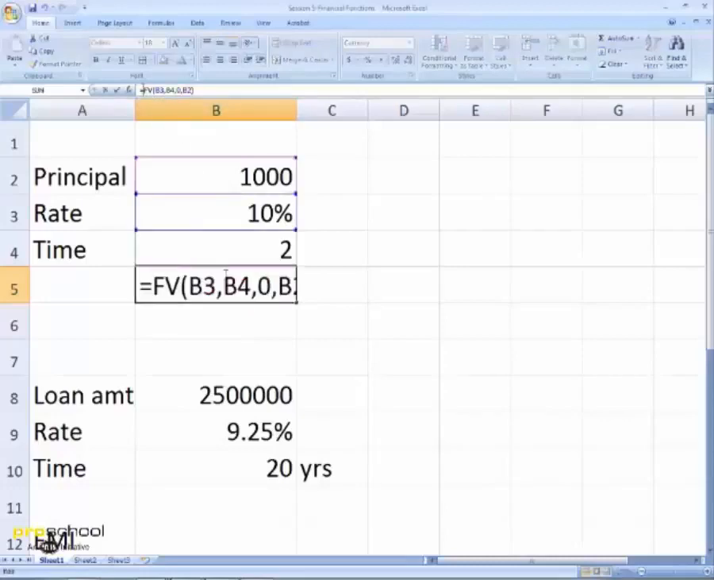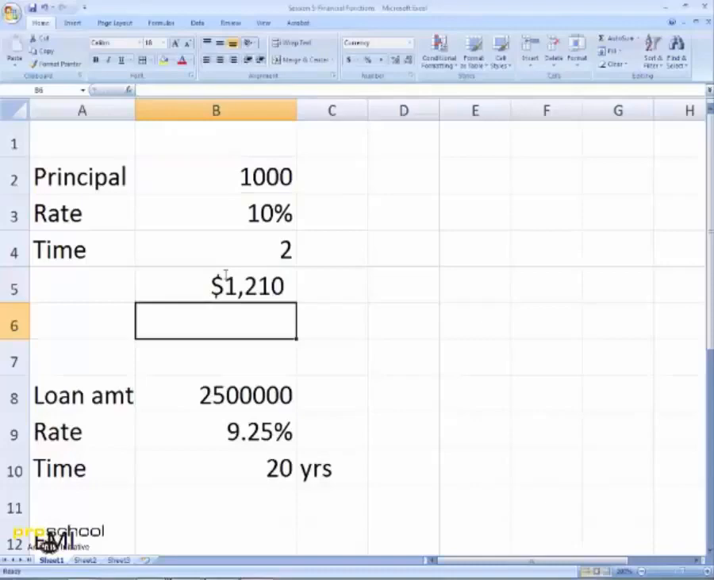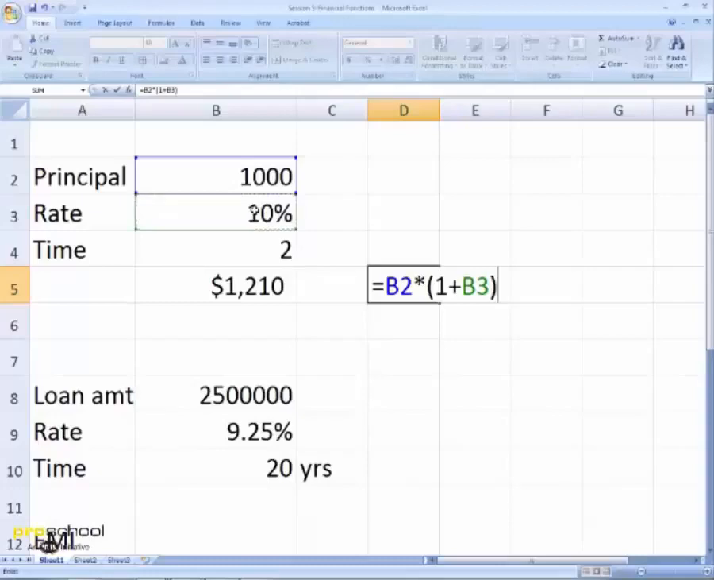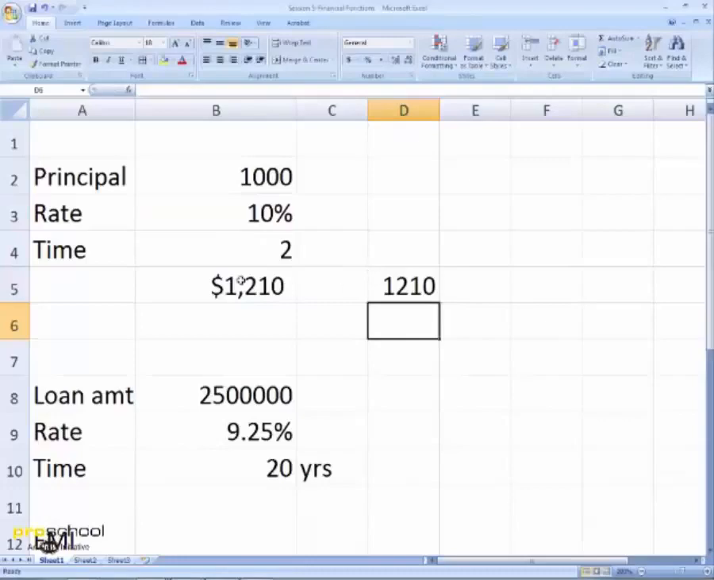If you don't like this negative sign, just put a minus in front of this and you'll get a value which is positive. But by default, the financial functions always use the cash flow convention for direction of flow. If you just want to verify if this indeed is correct, we can use the compound interest formula, which is equal to this into bracket 1 plus the rate, exponent this time period, and that's 1210, which exactly matches here.